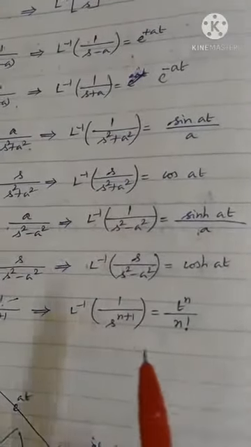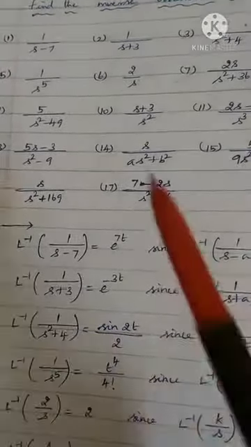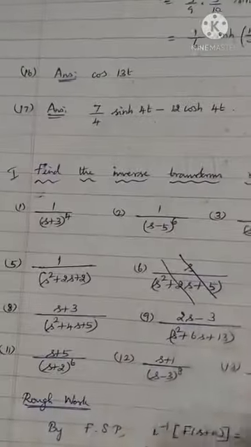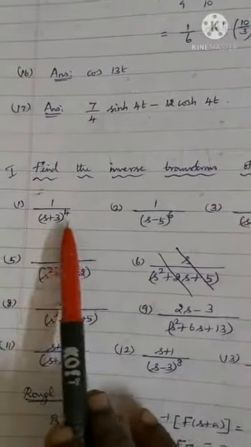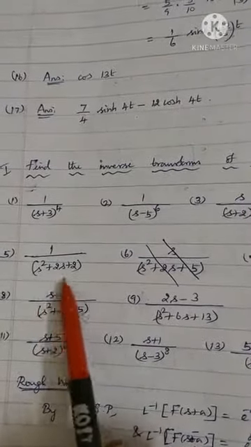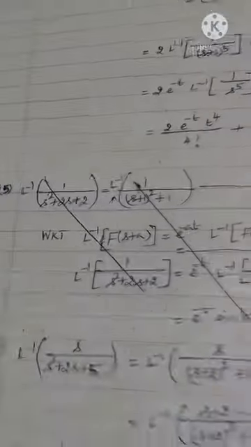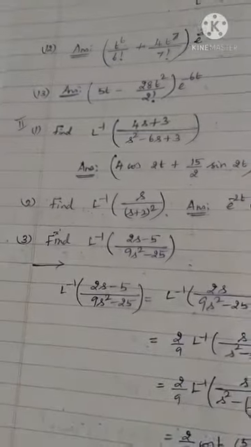Similarly, you know these results. Next, we did very simple problems based on results, directly using the formula. And next, the first shifting property. Instead of s, it will be s plus a or s minus a, or we have to change it to s plus a, s minus a form. Then we do it using the first shifting property. And now let us see the third heading of the inverse transform.